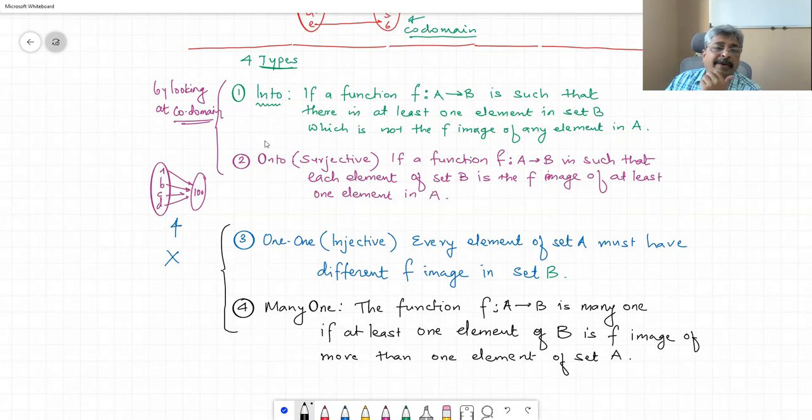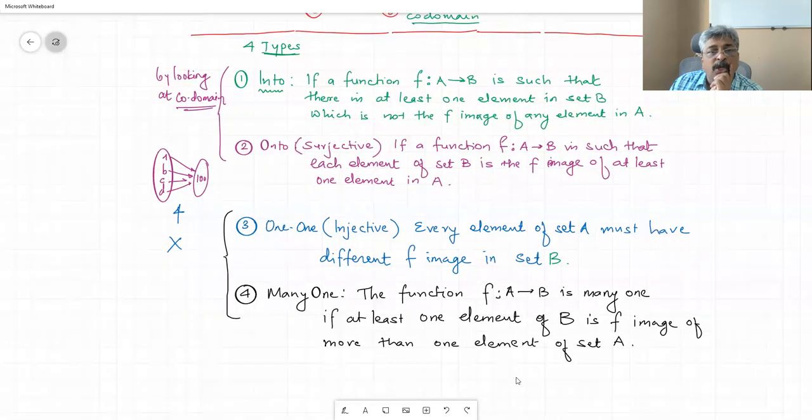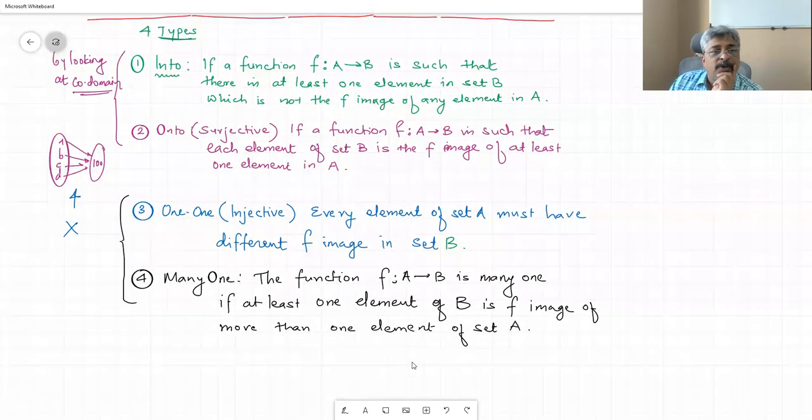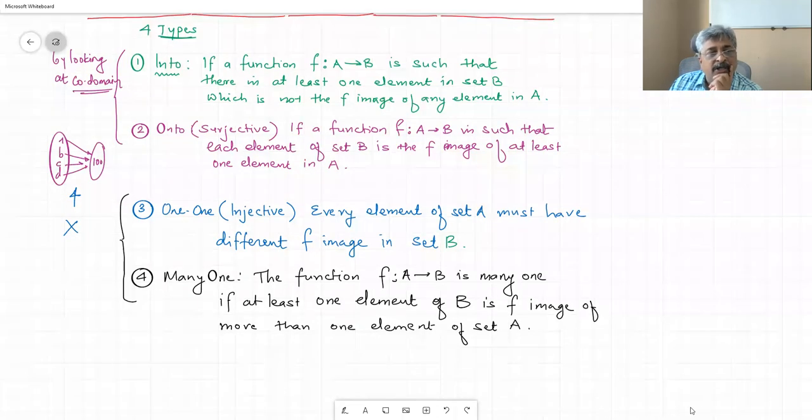I mean, these two will never be together. A function being into and onto is not possible. A function being one one and many one is not possible. Therefore, there will be a total of four possibilities: one from set one and one from set two. So there are a total of four types of functions which are combinations.